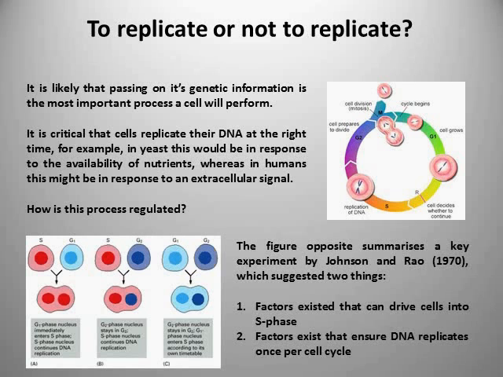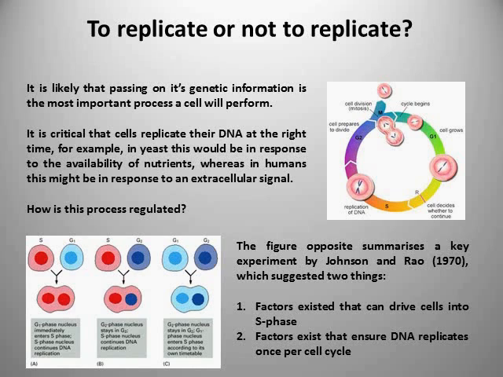How is that controlled? Well, before we get into that, there's just a classic experiment I want to make you aware of that really pointed scientists in the right direction with regards to all of this. And this was some work done in the 70s by Johnson and Rao. And what this work suggested, or what the data from this work suggested, are two things.